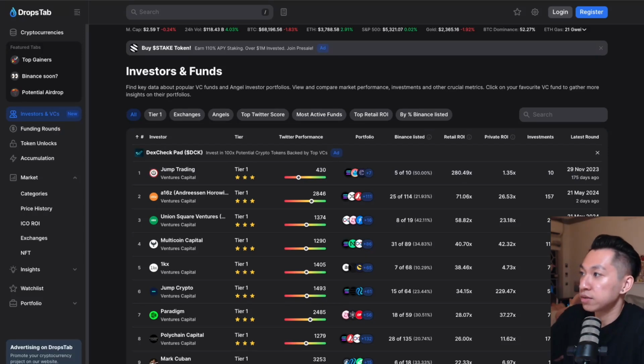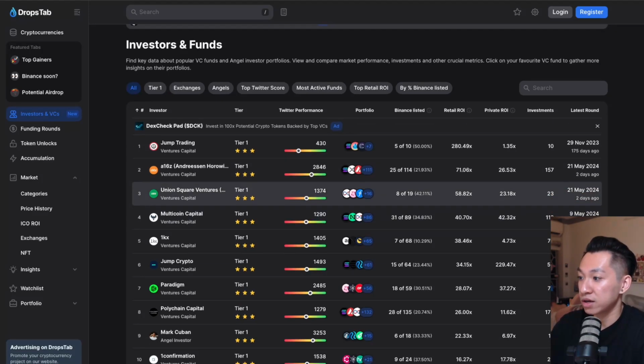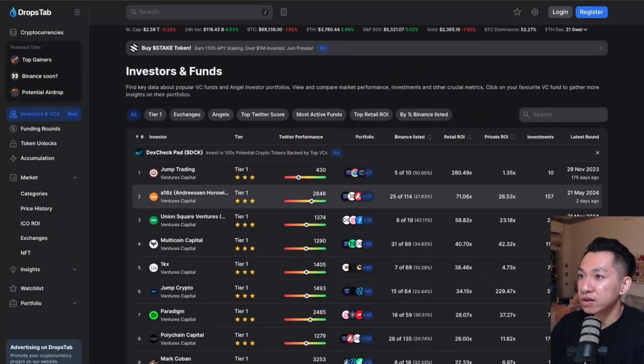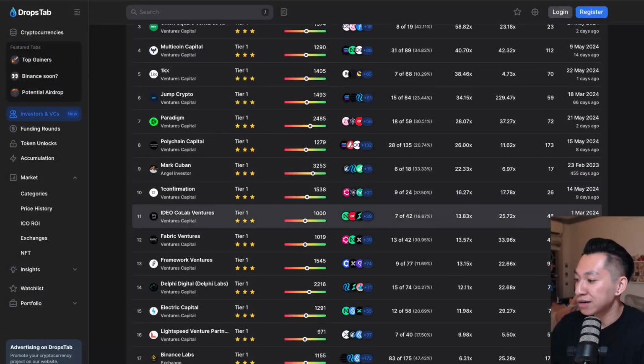Oh, this tab is new. It's pretty much all the data about the popular VCs and the angel investors, what they're investing in, what coins are in their portfolio. So let's check out Delphi.